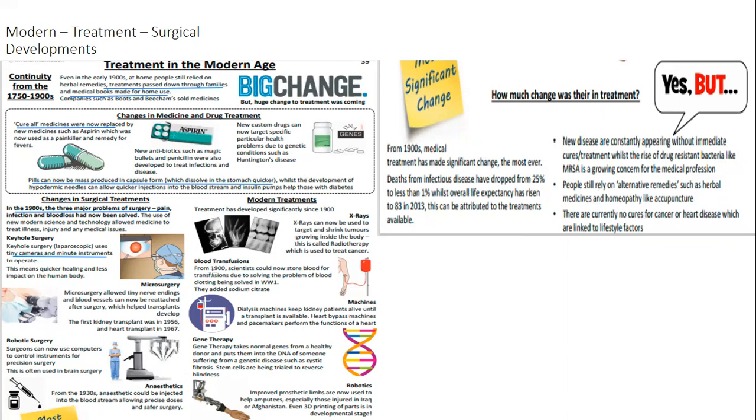Blood transfusions developed after the 1900s. Scientists can store blood for transfusions due to solving the problem of blood clotting during World War I by adding sodium nitrate. We also, in 1901, which I'll add on this page here, a man called Karl Landsteiner found blood groups. And he found we had 4 blood groups, A, B, O, and AB. And O was a universal blood group.